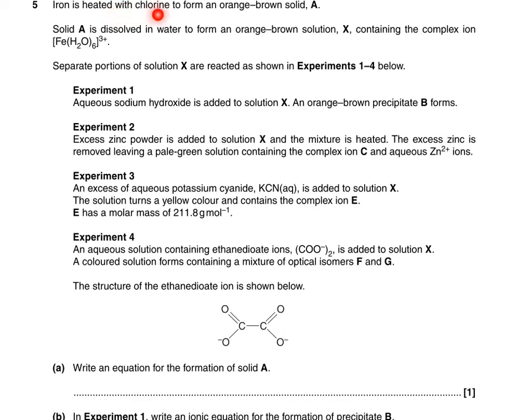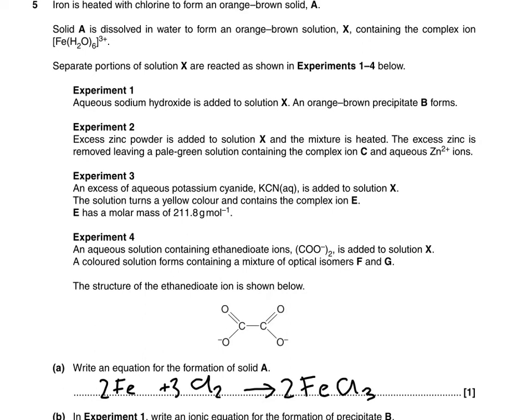Solid A is formed by heating iron with chlorine. So we know that we're going to have iron, and we know we've got chlorine. For the oxidation state of our iron, if we look at the complex ion it forms, we can see that it's 3+. So if iron is 3+, chloride ions are -1 each. We're going to need 3 of them. To get this to balance, you need 2 iron ions, 3 chlorides, and 2 of these.